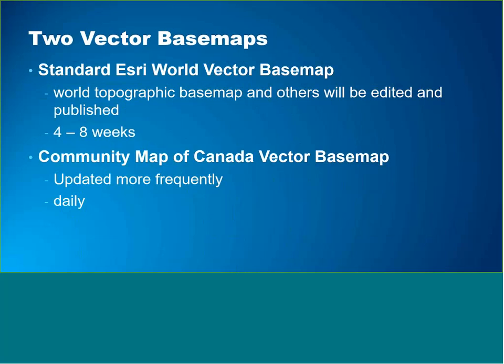And then there's the Community Map of Canada Vector Base Map, which is updated more frequently. In fact, it's updated daily. So if you're in a hurry to see your updated data up on the map, then this is the map for you. If you want something that perhaps looks a bit tidier and seamless, then you might want to look at the standard Esri World Vector Base Map. But we're hoping that people make use of both, depending on their needs. Definitely, I think the Community Map of Canada Vector Base Map meets a lot of the needs that we've heard from our customers in terms of a quicker turnaround time.